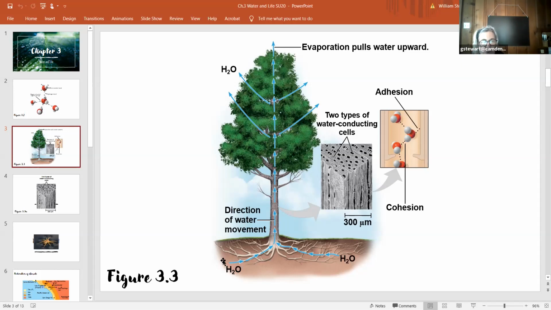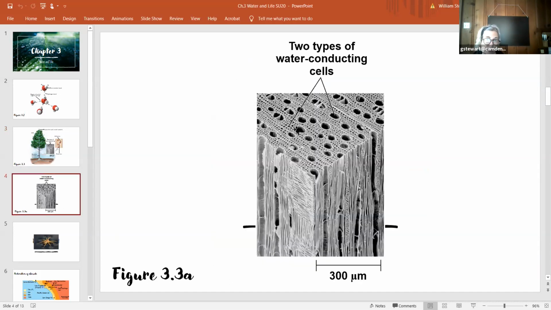So an individual water molecule needs to travel from the root all the way up to the leaf, which could in essence be 50 or 60 feet. And the mechanism for this to be accomplished, these are the cells here that form what you may know if you know a little bit about plants. These are called xylem. Those are the vessels that transport water, right?